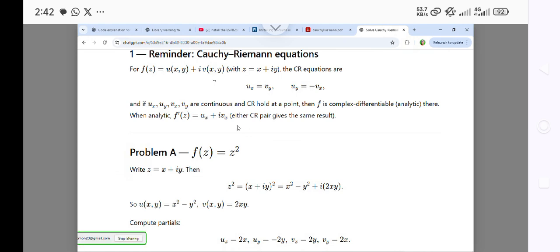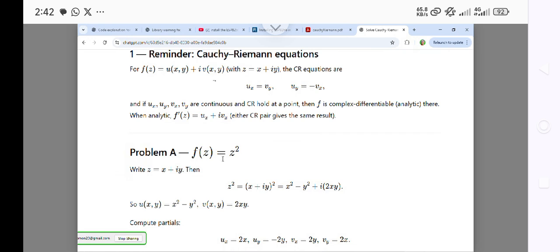It now says something else. When analytic, f prime of z gives you u_x plus i v_x. Whenever it's analytic, this normally happens. When you differentiate the big function, it will give you this. But as I said earlier, most of the time they are almost the same thing. There's nothing much to explain.